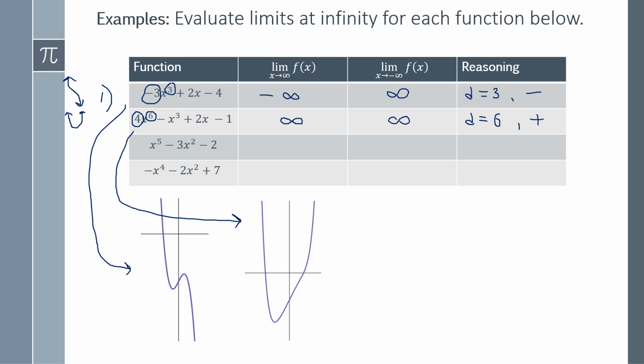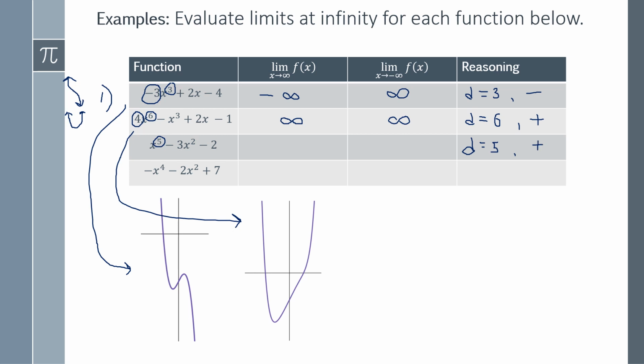Two more functions, right? So let's take a look at the third example. x to the 5th minus 3x squared minus 2. The degree here is 5. The leading coefficient is 1. It is positive. So let me write it out over here. The degree is 5. That's odd. The leading coefficient is 1. All I care about is the sign, so that's positive.